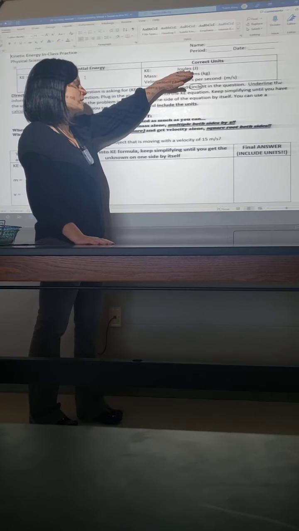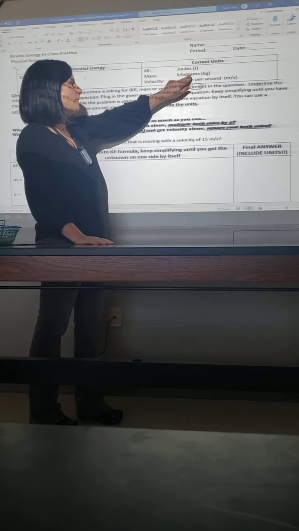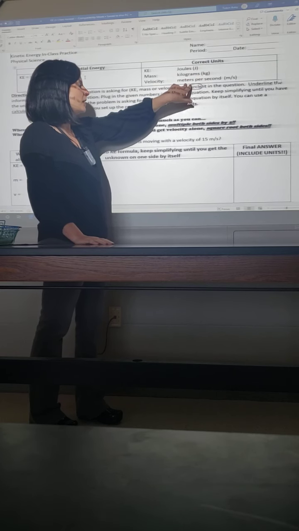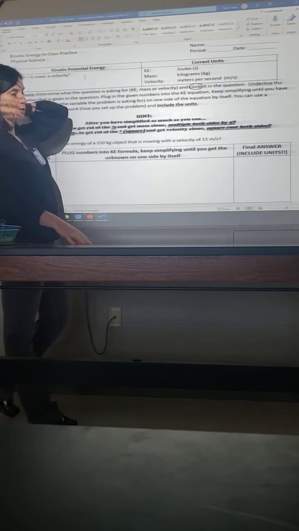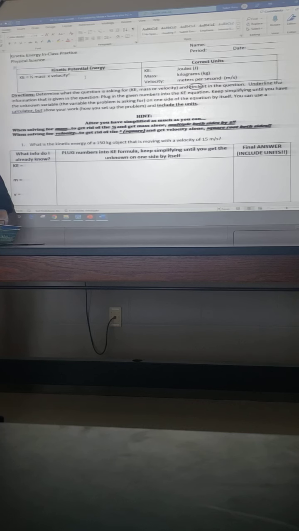Your kinetic energy is always going to be joules, capital J. Mass is always going to be the kilogram. And velocity will be the meter per second squared. So again, the units are set, just like they were with our Newton and our force and distance.